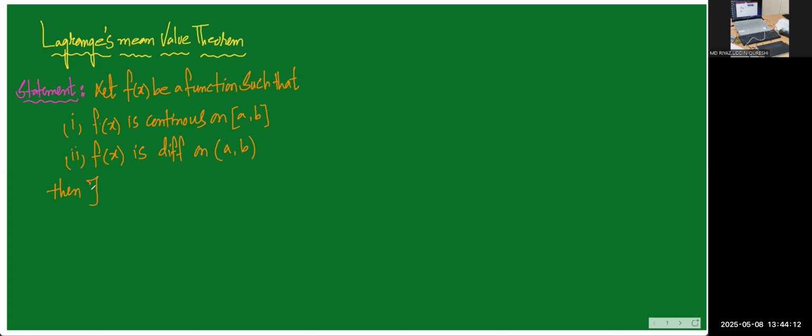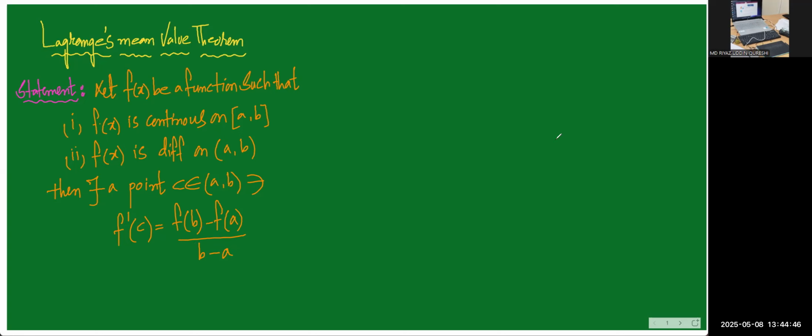there exists a point c belongs to (a, b) such that f dash of c is equal to f of b minus f of a by b minus a. This is your statement. So we have to discuss the proof also for this theorem.